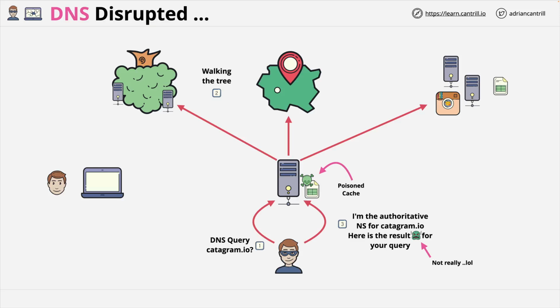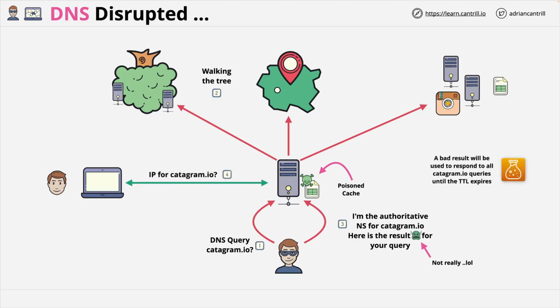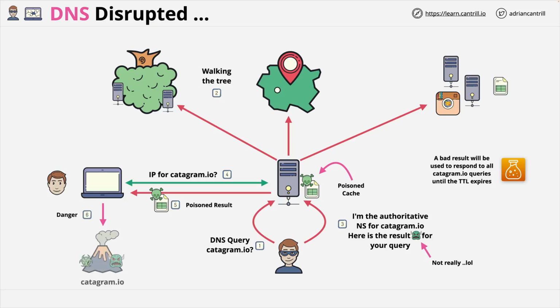This means that when Bob queries for some catagram.io records, he's going to get the poisoned result. This result is going to be returned to Bob, and the effect of this is that Bob is going to be directed at something that he thinks is catagram.io but isn't. Now, this is just one way that DNS can be disrupted. It's oversimplified and there are some protections against it, but it illustrates how DNS isn't secure. It was built during a time period where the internet was viewed as largely friendly, rather than the adversarial zone which it now is from a security perspective.